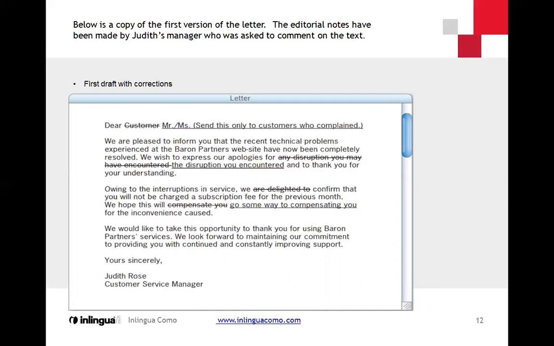Owing to the interruptions in service, we confirm that you will not be charged a subscription fee for the previous month. We confirm keeps the tone more even. We hope this will go some way to compensating you for the inconvenience caused. This edit is more tentative and allows the customer some room to agree or disagree.